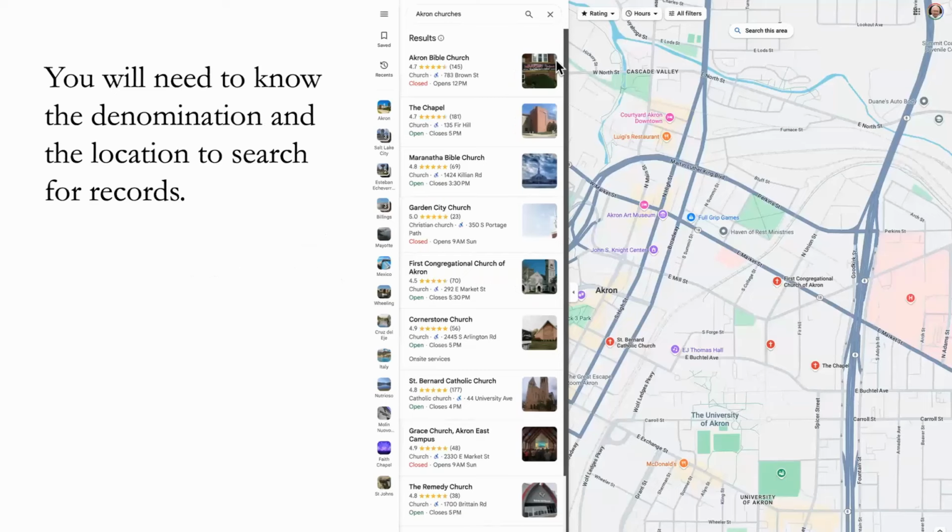So, in order to do this, you'll need to know the denomination and the location to search for records. Now, that might not be as difficult as it seems. Let's start out with a rather simple situation. You have ancestors that lived in the United States, and the ones you're interested in lived, at least in part, after 1850, and they are therefore going to show up in the US Census records.